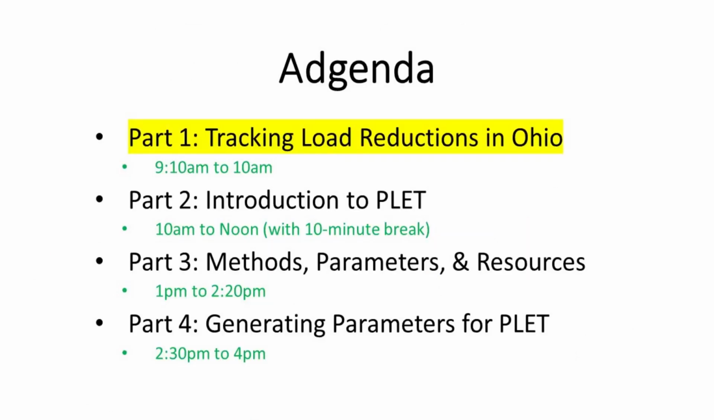Part one of the workshop covered the context of why tracking pollutant loads and their reductions is important and the status of those efforts nationally and in the state of Ohio. Part two covered an introduction and a detailed walkthrough of US EPA's new pollutant load estimation tool, or PLET. Part three was an overview of the methods and parameters used by PLET and resources for estimating those parameters. And part four was a GIS and spreadsheet workflow demonstration for how to generate the needed parameters for an example agricultural treatment wetland project.